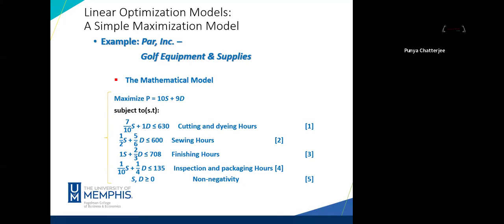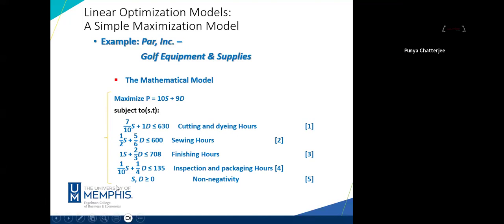So you just do a couple of unit algebra, and then the sum of it is the total amount of time that you need to spend in the cutting and dyeing department to make S standard bags and D deluxe bags. That number has to be less than or equal to 630 because that's what's available in cutting and dyeing. You cannot use up more than what you have, so we call it a constraint. And then we have some physical constraints, meaning that you cannot produce negative numbers.